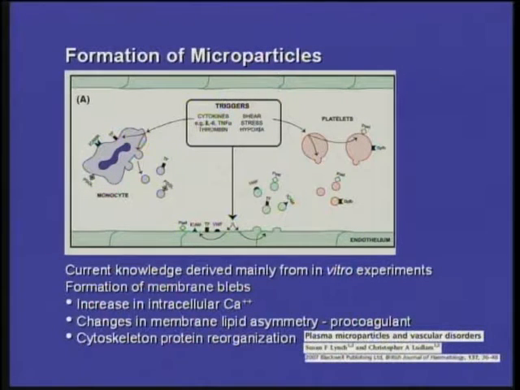So how do you form these things? Well, they can come from a variety of cells. Triggers can be things like cytokines activating a monocyte to release them, or platelet activation from thrombin or something else, like shear, and the platelets will release them, or thrombin activating an endothelial cell. So any of these cell types potentially can release microparticles. When they get activated and are released, there's generally an increase in intracellular calcium. Like I said, this is an important one. There is a change in the membrane lipid symmetry, generating a procoagulant particle, and cytoskeletal protein reorganization.